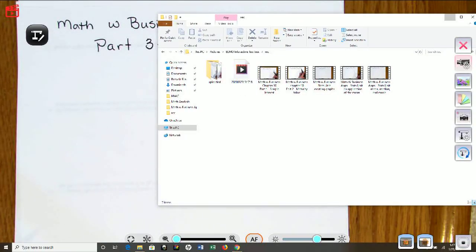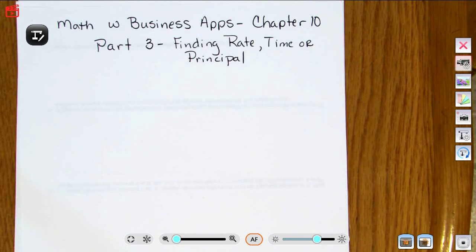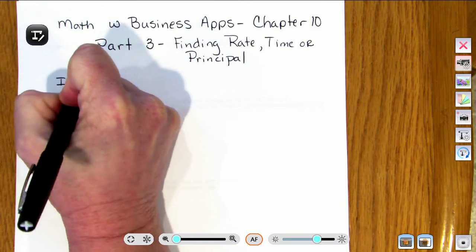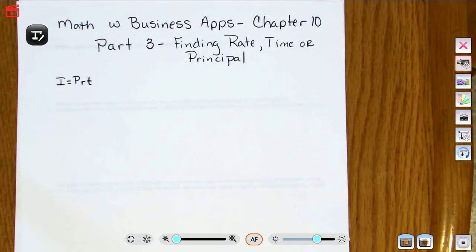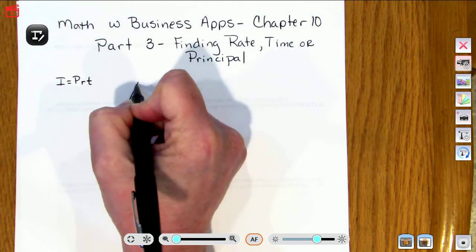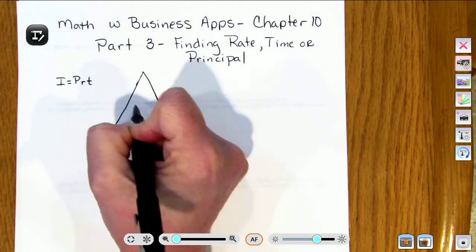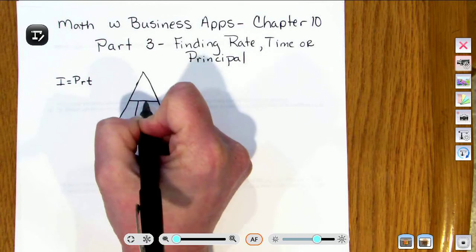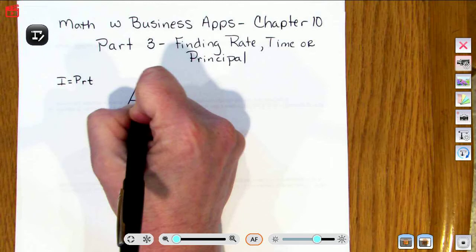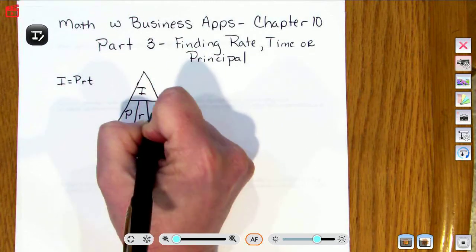Hi everyone. We are going to start by talking about how to find the rate, time, or principal. We're going to take this formula that we've been working with, I equals PRT, and solve it for some of the other pieces. I'm going to put it in a triangle, very similar to the one we saw in Chapter 6 for percentages. I'm going to put the I in the top, the P, the R, and the T.